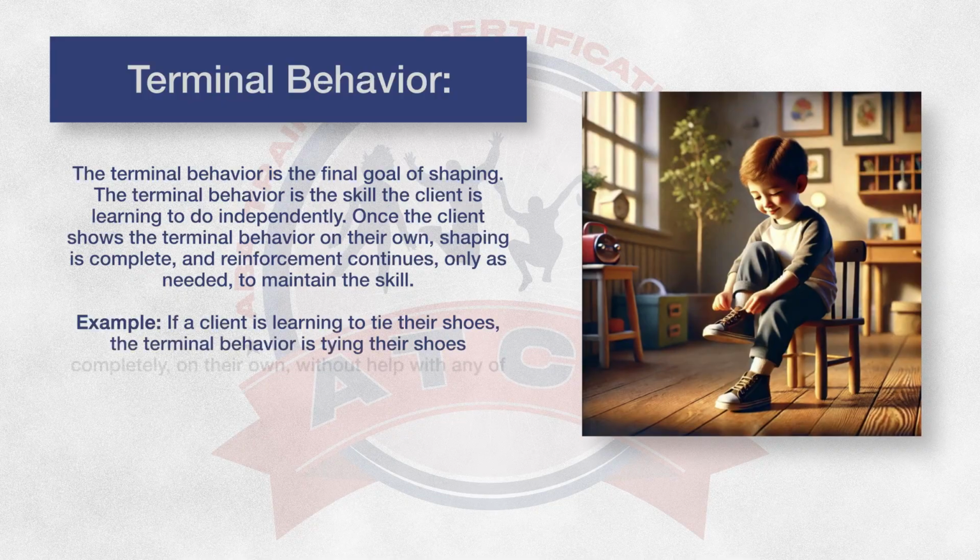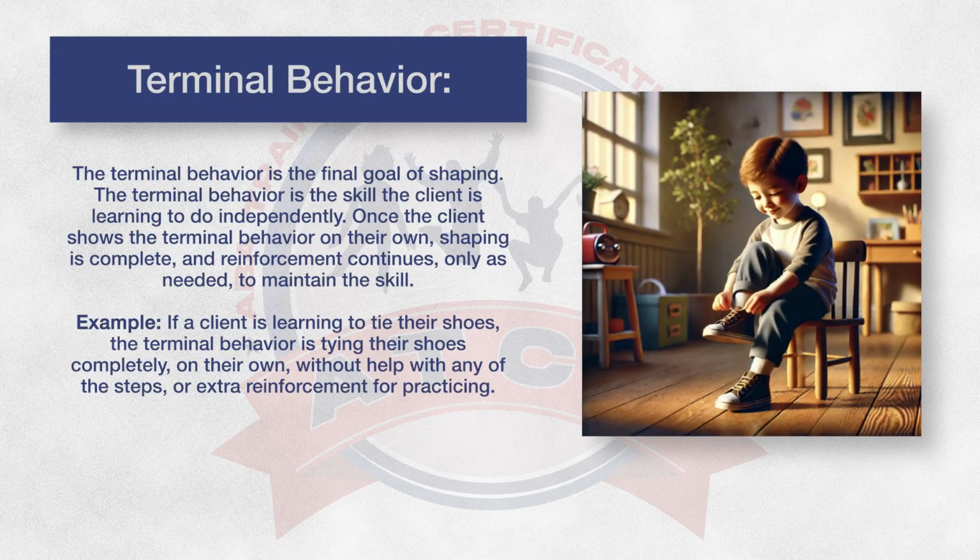Terminal behavior. The terminal behavior is the final goal of shaping. The terminal behavior is the skill the client is learning to do independently. Once the client shows the terminal behavior on their own, shaping is complete and reinforcement continues only as needed to maintain the skill. Example: if a client is learning to tie their shoes, the terminal behavior is tying their shoes completely on their own, without help with any of the steps or extra reinforcement for practicing.